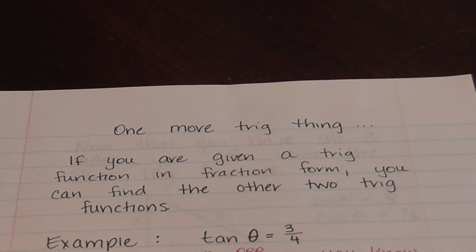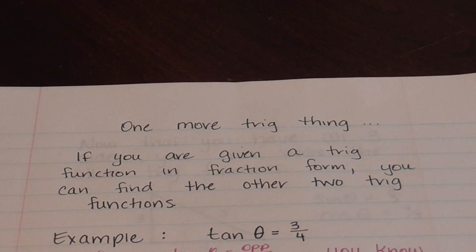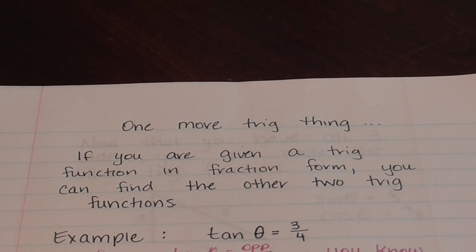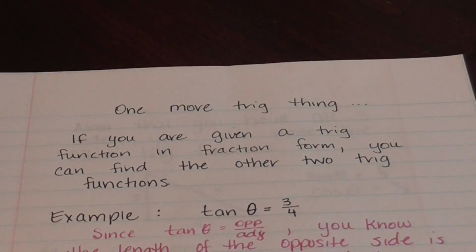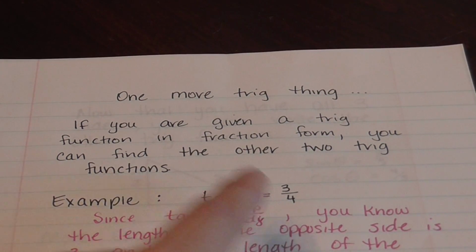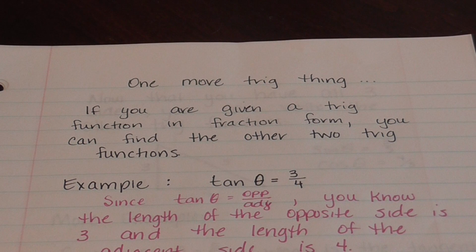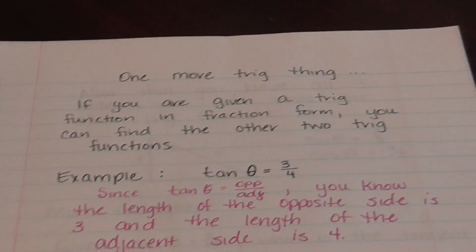So there's one last thing we need to know about trig before we take the test. If you're given a trig function in fraction form, you can find the other two trig functions. So this is how. If I'm given the tangent of an angle is 3/4, I know that tangent is opposite over adjacent. So what that means is that the length of the opposite side is 3 and the length of the adjacent side is 4.